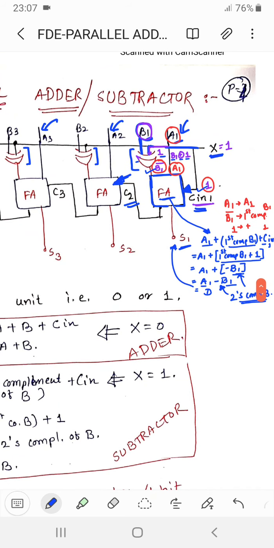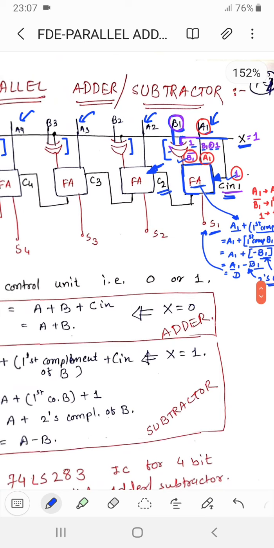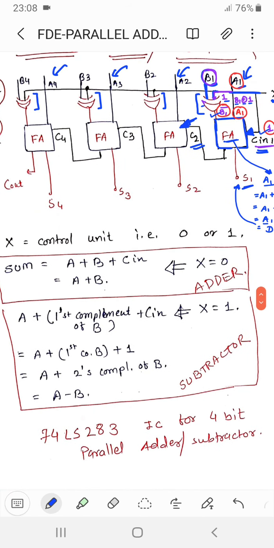Let's compress this concept into these two blocks. So your X is working as a control unit here, so you can give X as a 0 or 1. So this X is automatically your C in. First case, when your X is 0, your sum is A plus B plus C in. So C in is already 0, so it gives the operation as A plus B only.